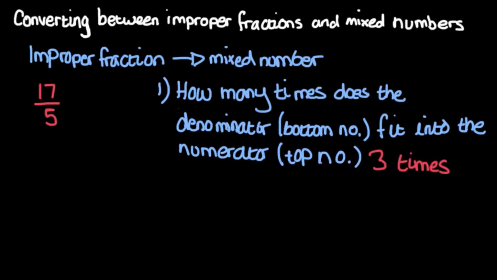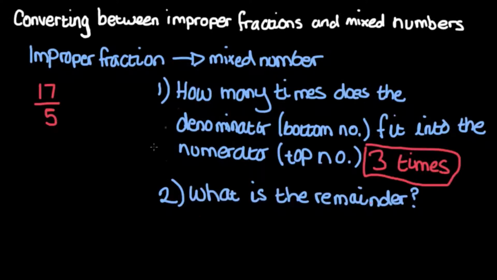Now the next thing we have to ask ourselves is, when we've seen how many times the denominator fits into the numerator, what's the remainder? So what's the remainder in this case? Well, we know that 5 fits into 17 3 times. So we have 5, 10, 15. So what's the remainder here? The remainder is 17 minus 15, which is 2.